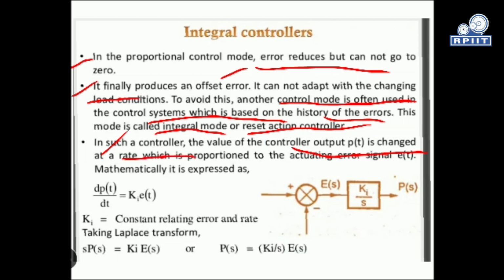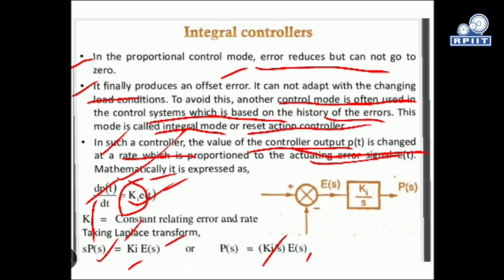In this type of controller, the value of controller output P(t) is changed at a rate which is directly proportional to the actuating error signal, and mathematically we can write it as: the change in controller output, dp(t)/dt, is directly proportional to the error e(t). The proportionality constant is Ki. If we take the Laplace transform of this equation, dp(t)/dt becomes s times P(s), Ki is a constant, and e(t) becomes E(s). Calculating P(s) from this equation, we get Ki by s times E(s). That is the transfer function of the output power.